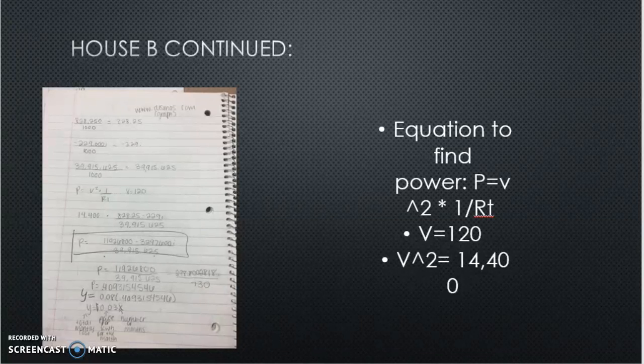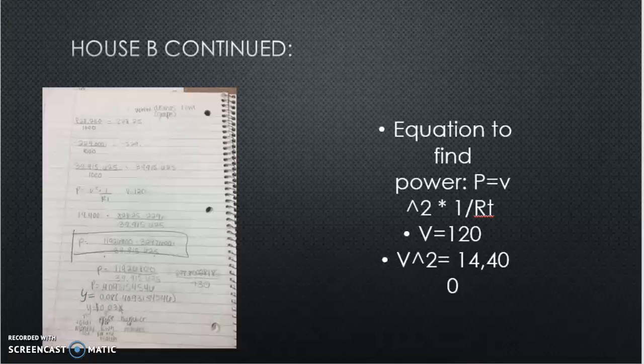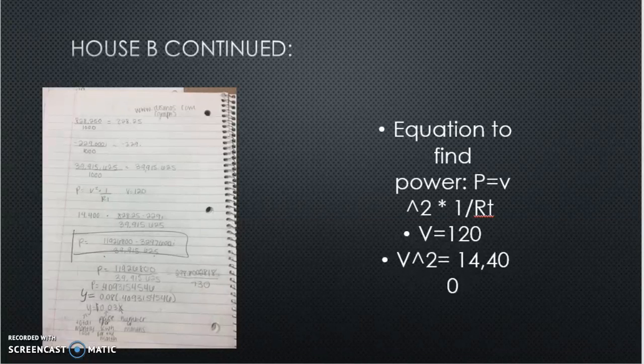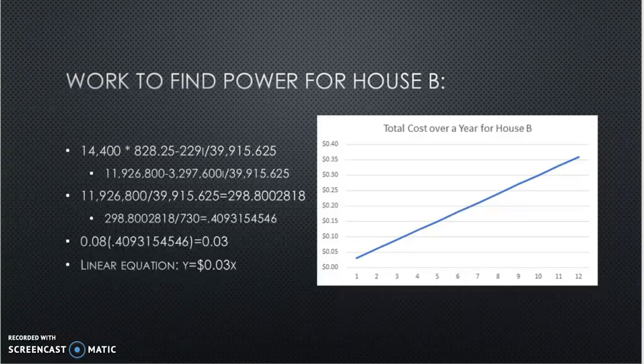39,915,625. And then I dropped the I and divided those two numbers and then divided that total by 730. And I multiplied 0.08 times 0.4093154. And then I got 0.03x as my linear equation. And then there's my graph of the equation.